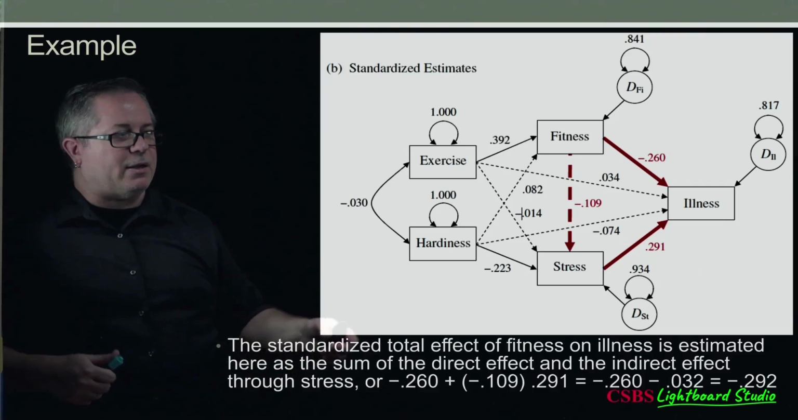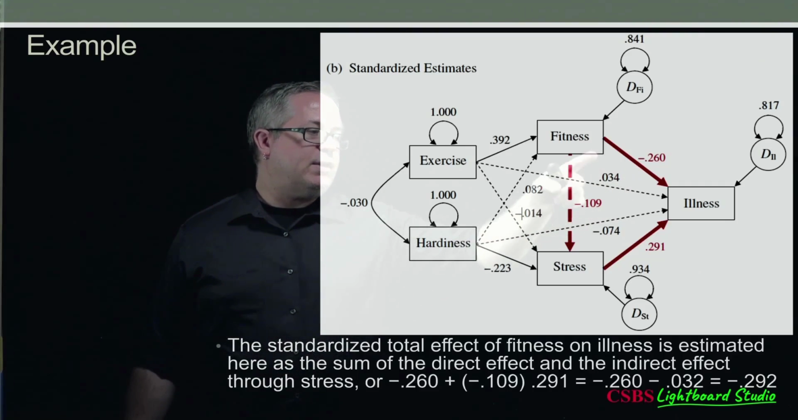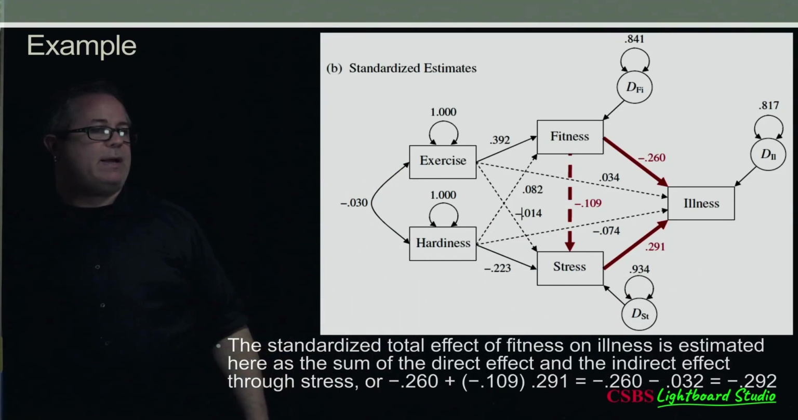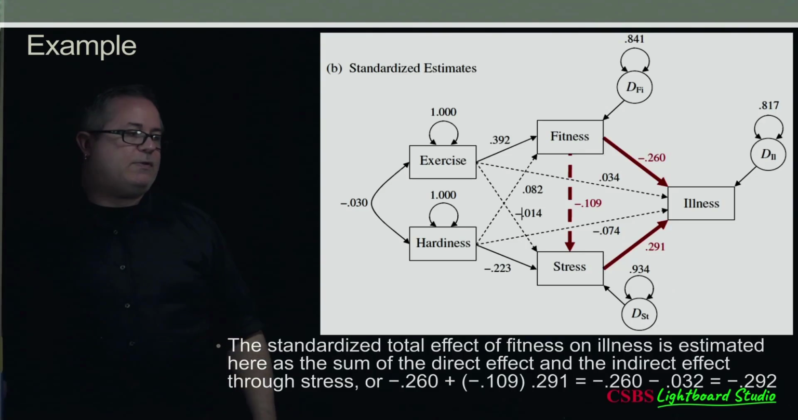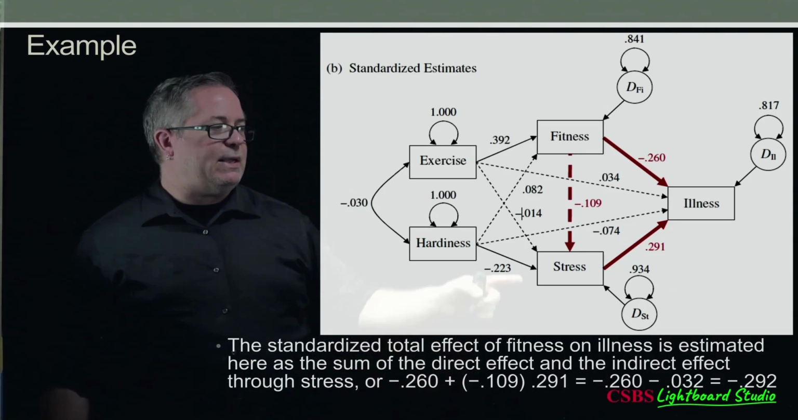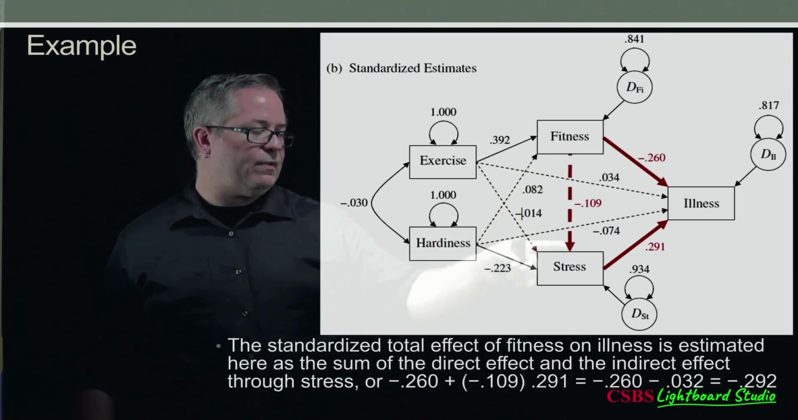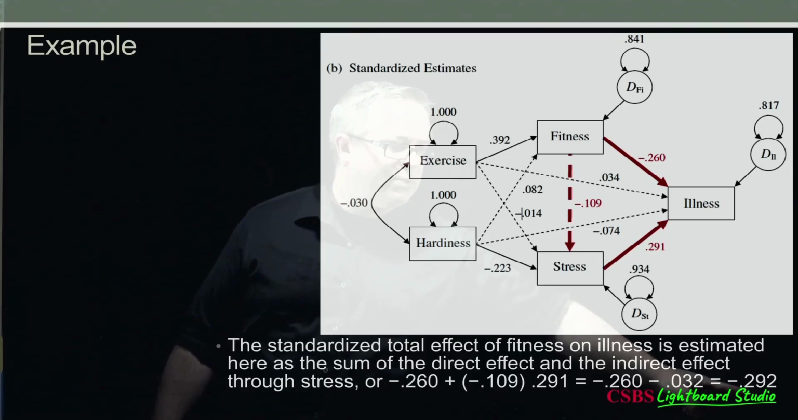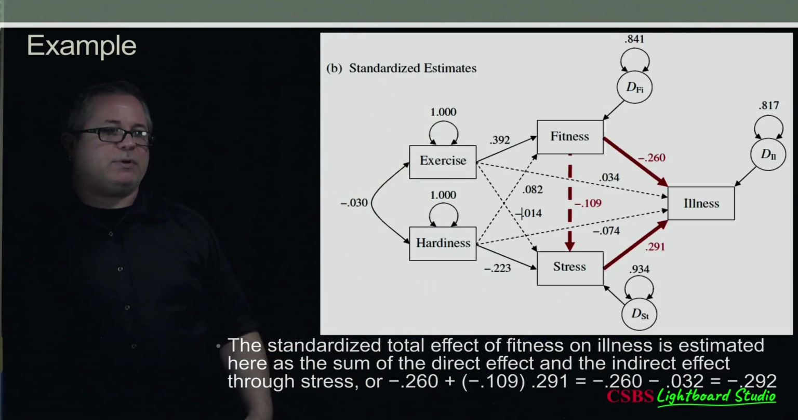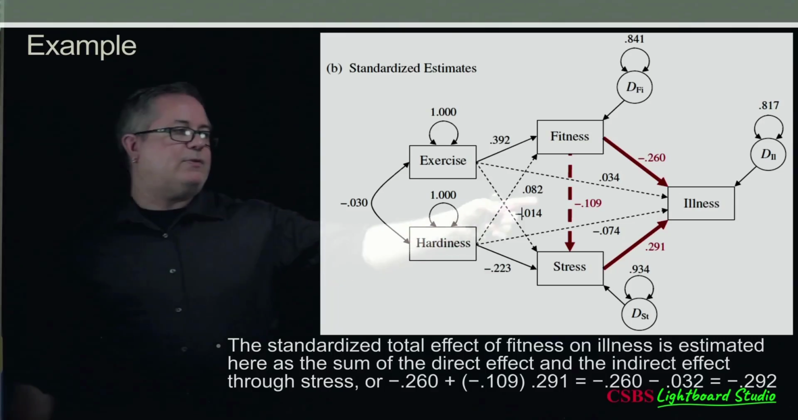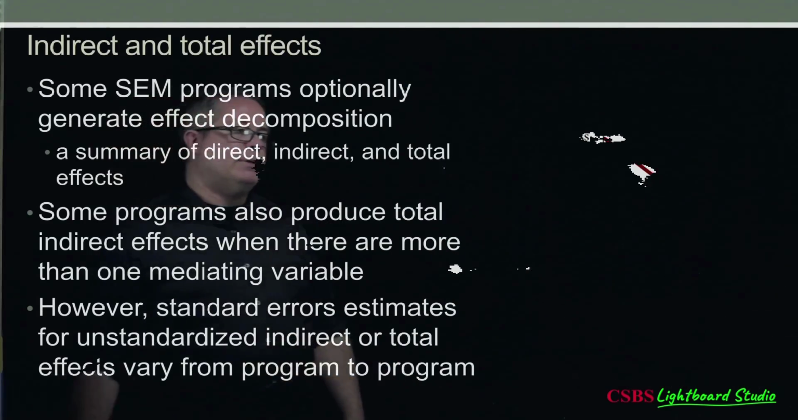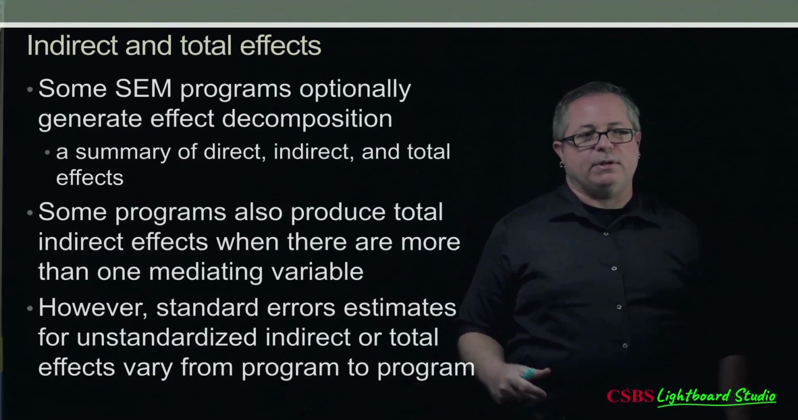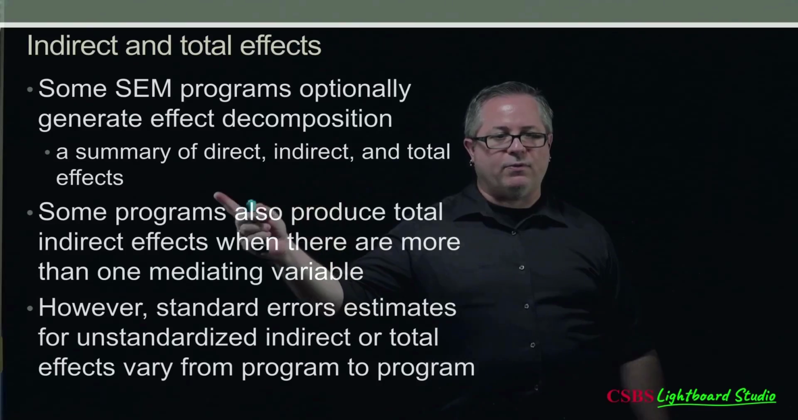If you actually then add up the 0.260 with that previous indirect path, that 0.292 is the direct path, is the total effect on fitness on illness. And if you were to take this path out of the model, it's likely that this path would change to something very close to this 0.292. Because you take the indirect effect out, that previous direct effect now becomes a total effect. Some SEM programs optionally generate effect decomposition. They give you a summary of the direct, indirect, and total effects.